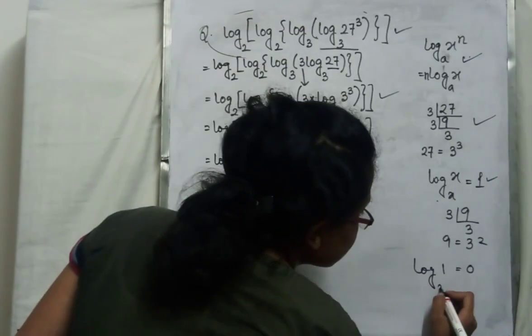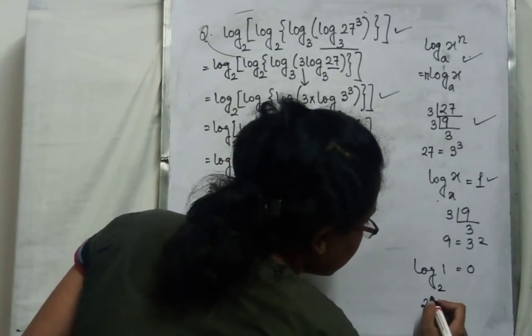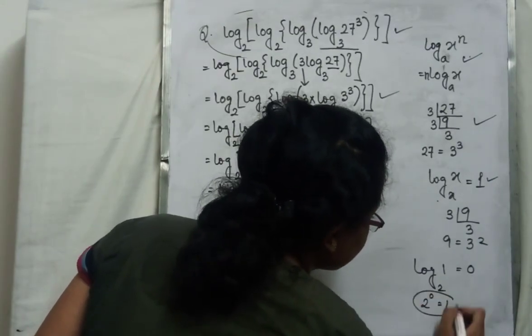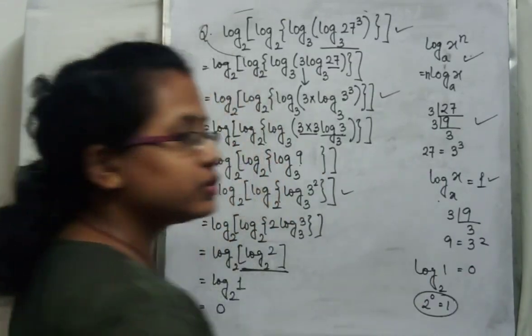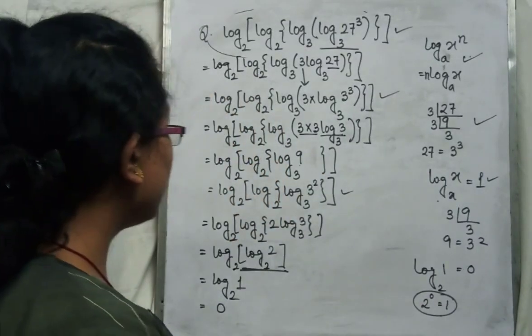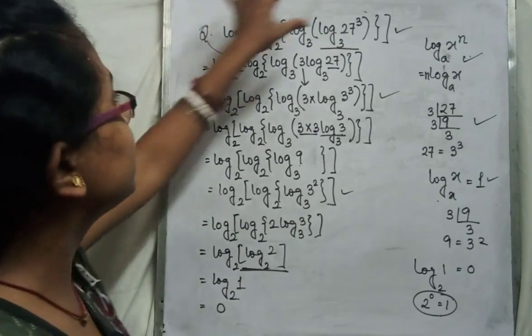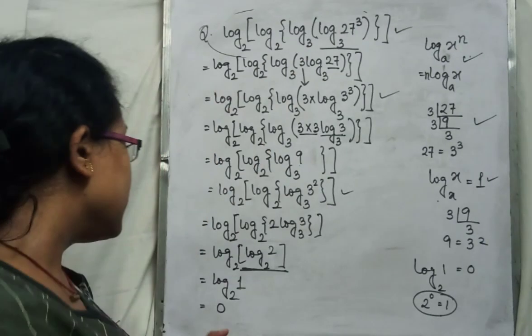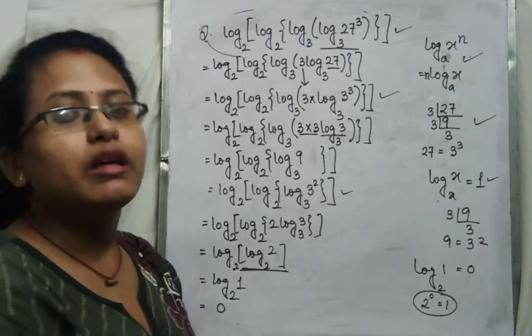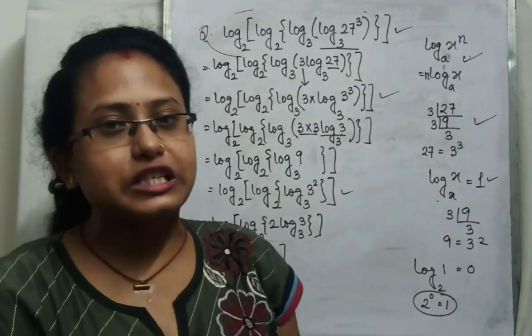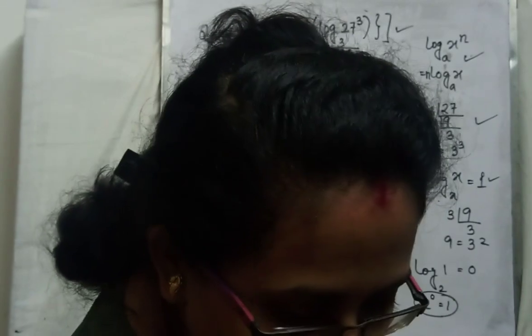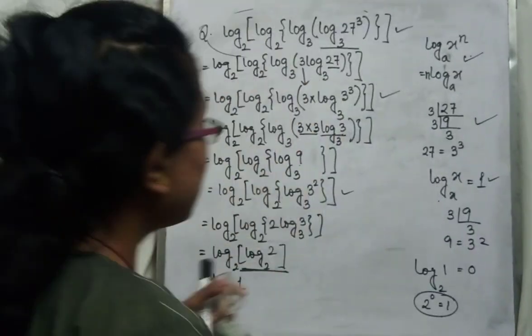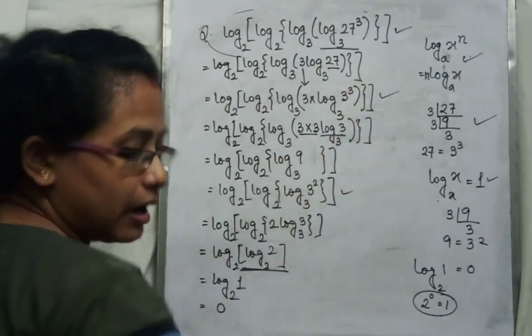Why? Because 2 to the power 0 is equal to 1. So it is true, right? So log 1 base 2 is 0. So I'm evaluating this problem, and this gives us 0. This kind of math you can get in your textbook. Okay, so I'm going to the next one.